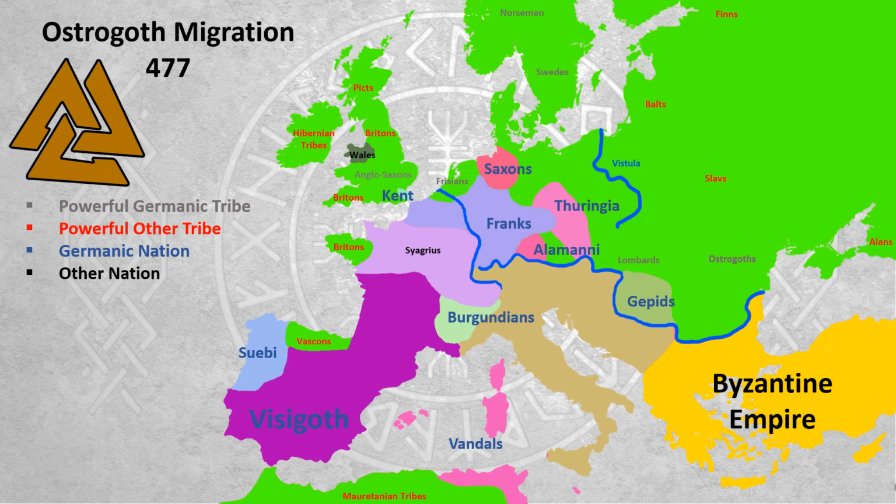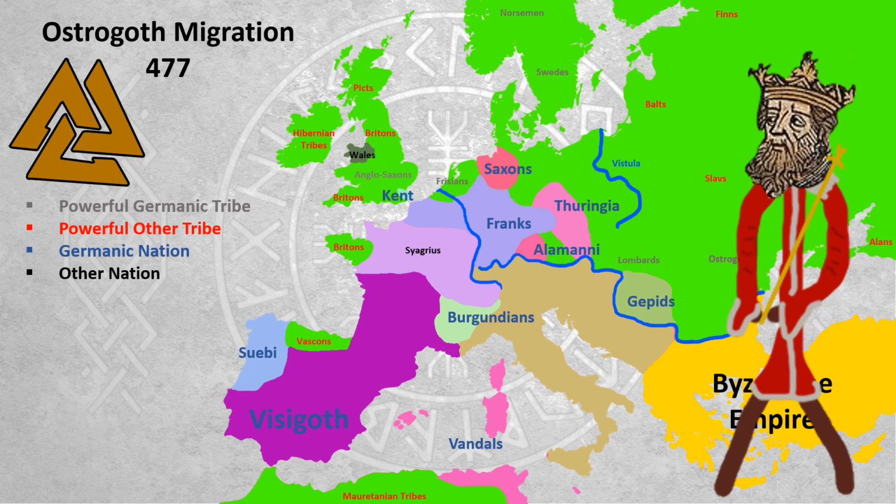Now led by Theodoric the Great, they would gain a great opportunity after the Byzantine Empire, or Eastern Roman Empire, funded his invasion into the Kingdom of Italy. The Kingdom of Italy at this point was already under the control of a Germanic barbarian who opposed the child emperor, Romulus Augustulus, and became the King of Italy. His name was Odoacer.